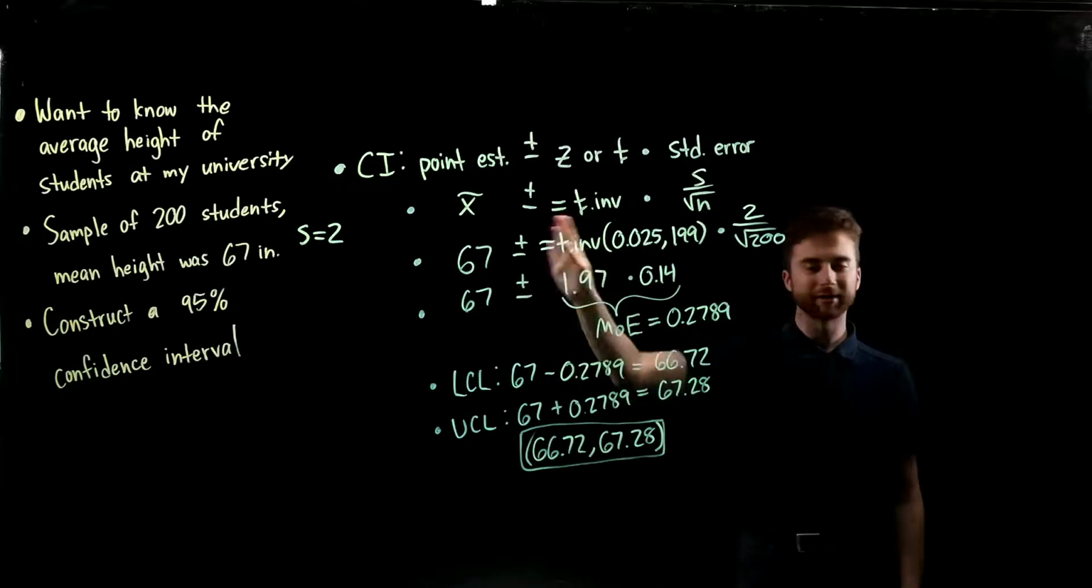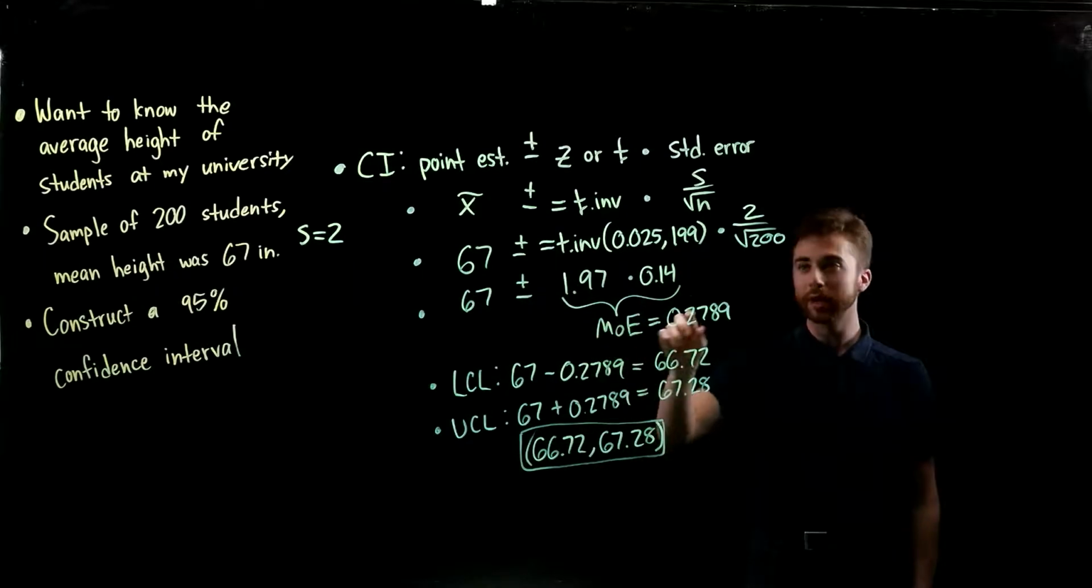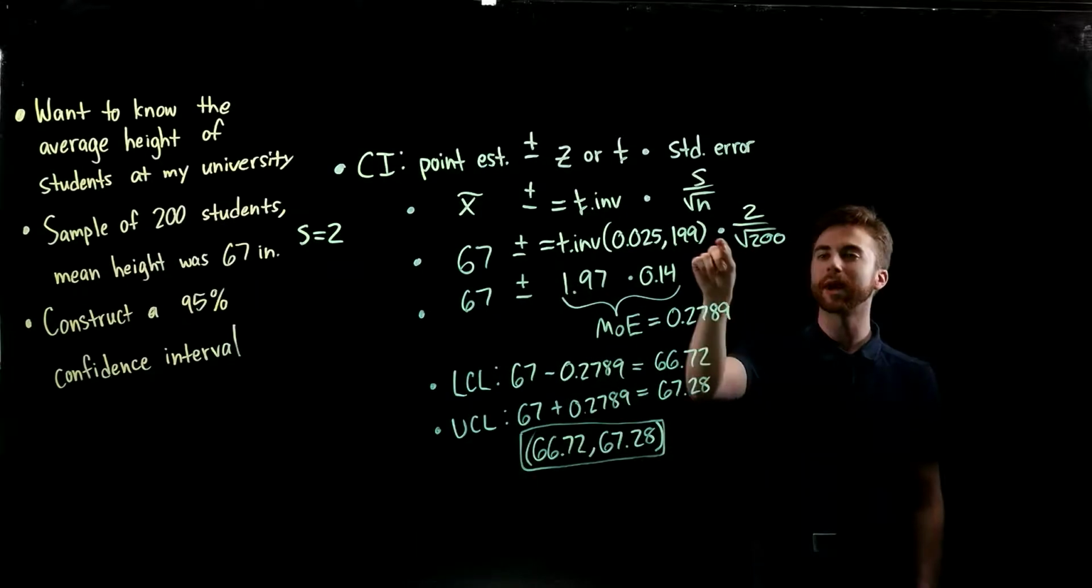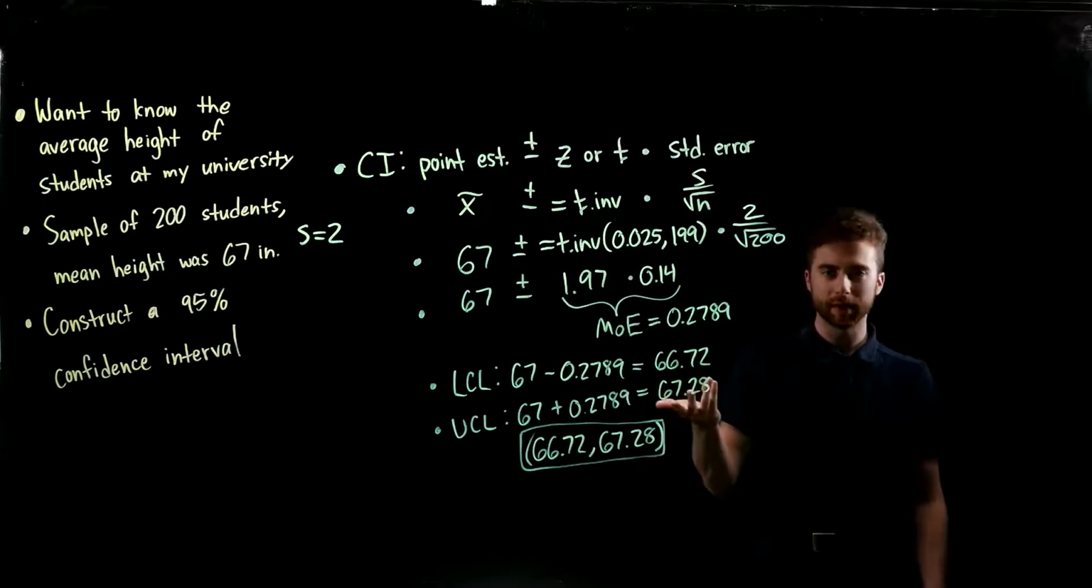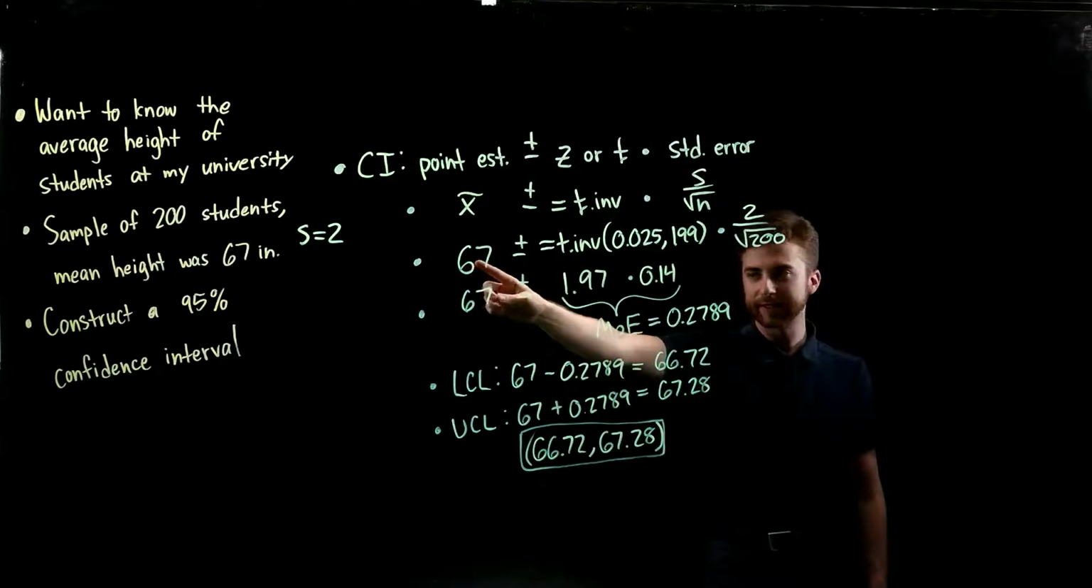I forgot to put that information there, but we are given the fact that our standard deviation for the sample is 2. So I'm simply going to put in 2 divided by the square root of 200, the number in the sample. From there, I'm just going to continue solving for it. 67 is the same 67 from before.